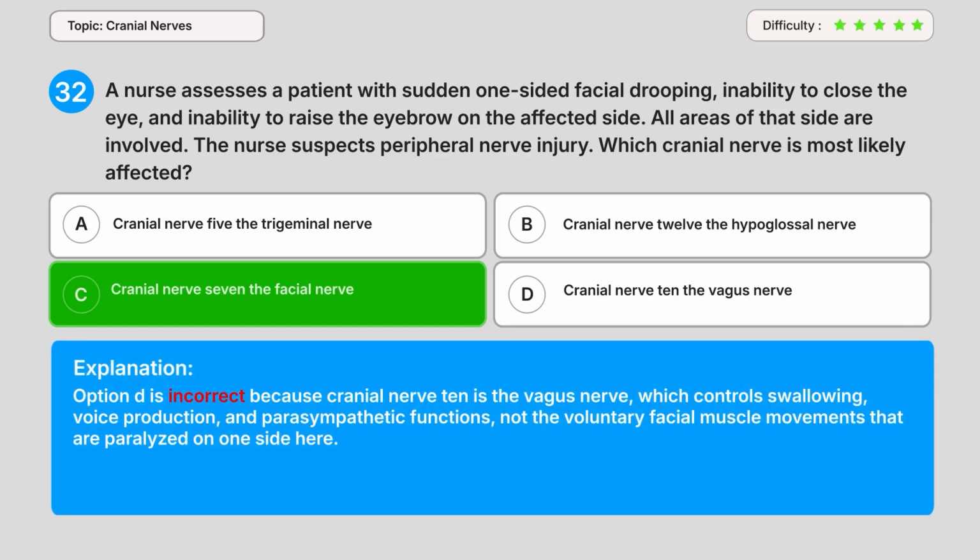Option D is incorrect because cranial nerve 10 is the vagus nerve, which controls swallowing, voice production, and parasympathetic functions, not the voluntary facial muscle movements that are paralysed on one side here.